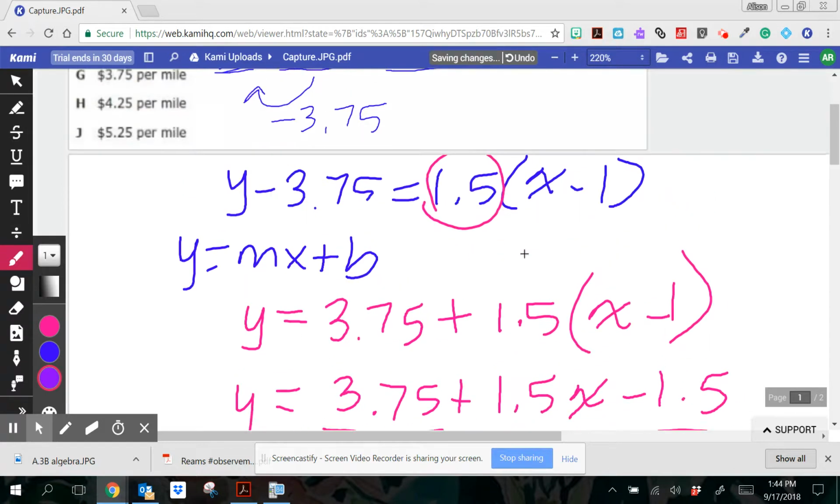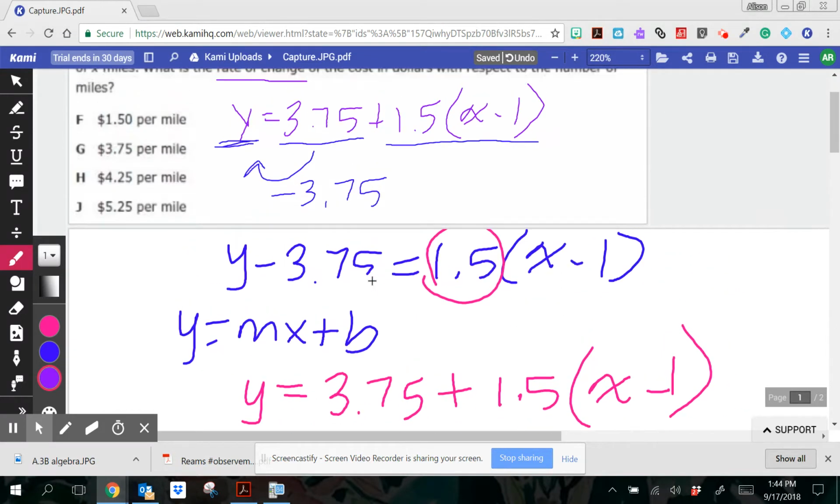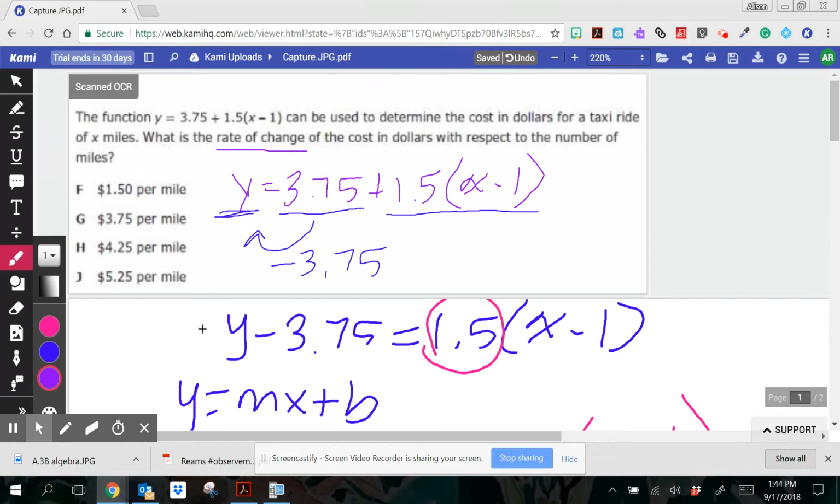Still, just like when I have it in my point-slope form, what is my slope? It's still 1.5. So when I go back up here to find my answer, the correct answer should be F. Okay?